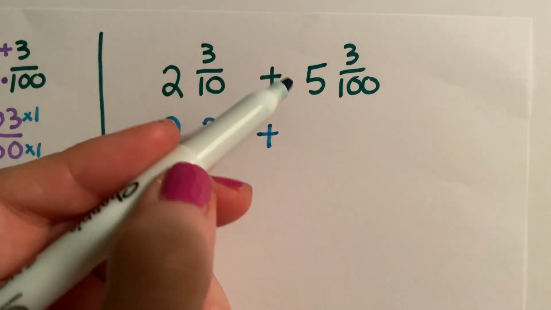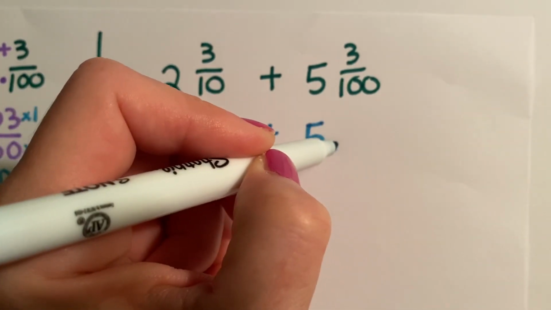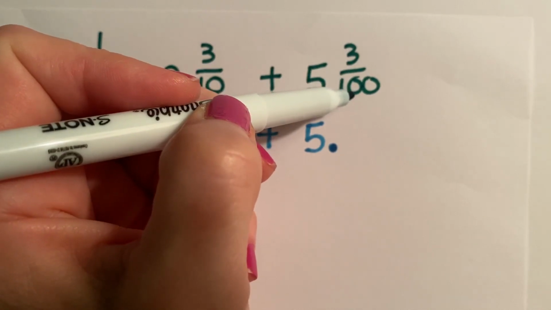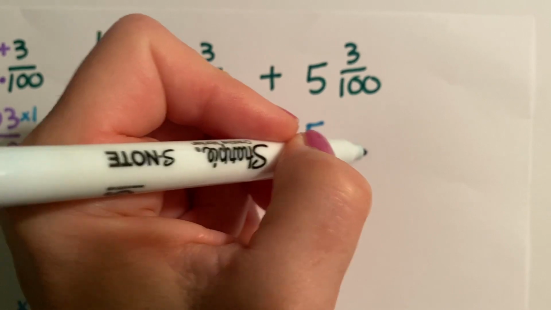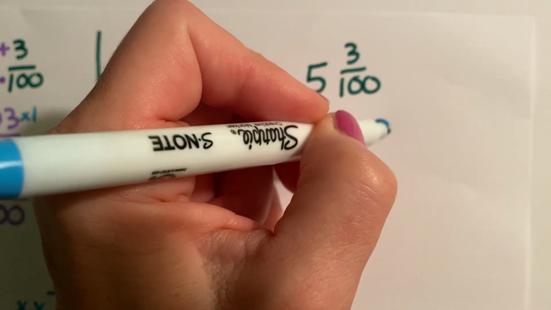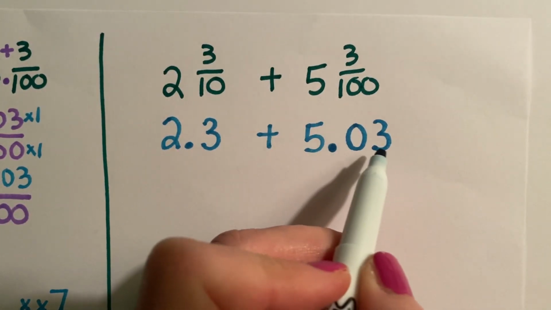Plus 5 3/100. The 5 is like the decimal point, and the 3 goes in the hundredths place. Well, to put the 3 in the hundredths place, we need something in the tenths place. So we're just going to put a placeholder of 0 there and put that 3 to the right. 5 3/100.